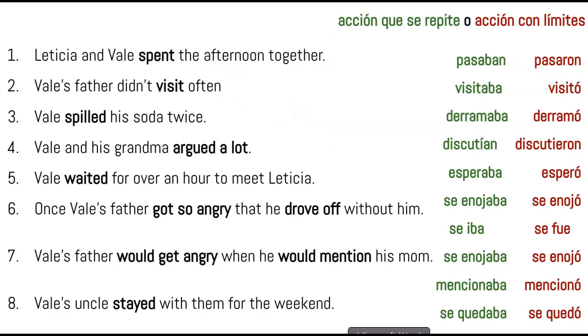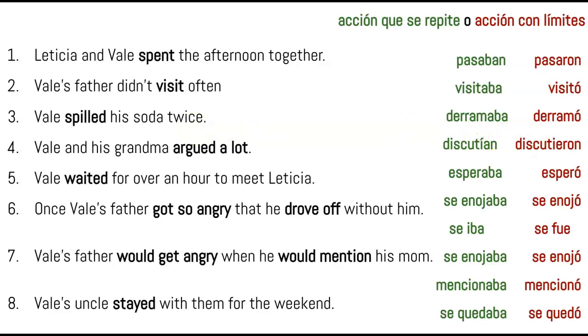Vale's father didn't visit often. Visitaba or visitó. This would be visitaba. We have the word often, implying that there's repetition. Even though he didn't do it, what he didn't do was done often. So visitaba. Vale spilled his soda twice. Derramaba o derramó. It would be derramó because we have a limit to the actions. His action, twice.